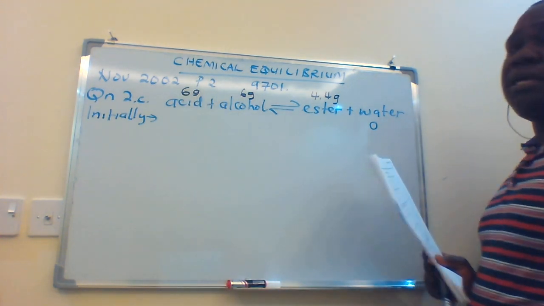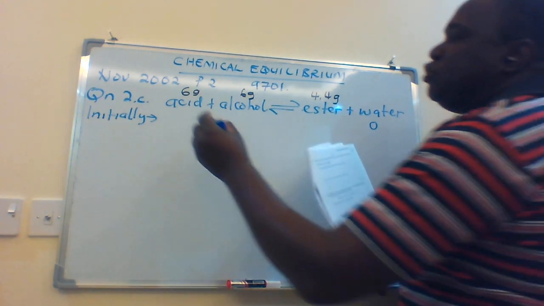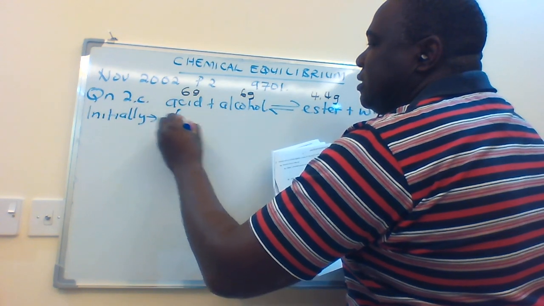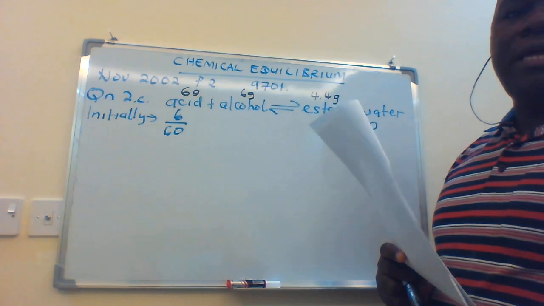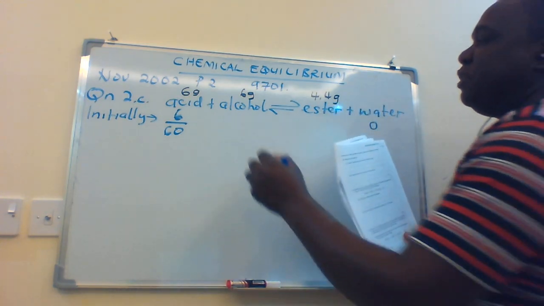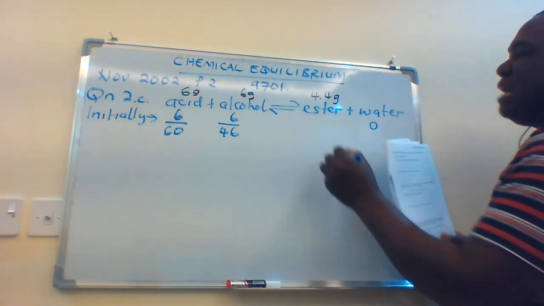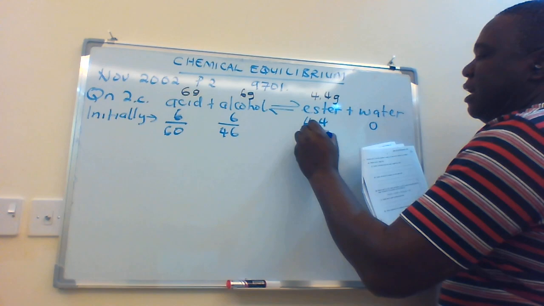The Mr for ethanoic acid is 60, so we can say 6 over 60. For the alcohol, if we calculate the Mr for ethanol, we get 46, so we get 6 over 46. For our ester, we can say 4.4 over 88.